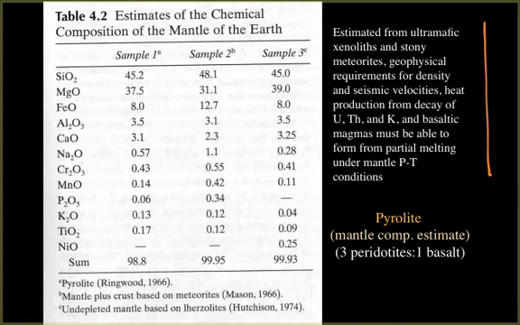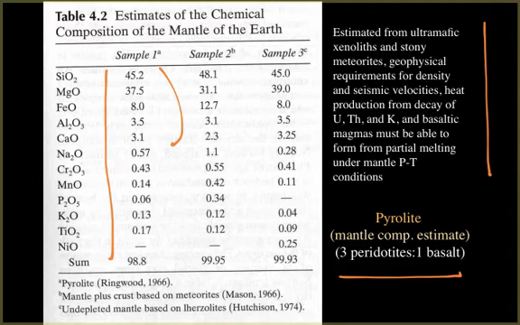And so oftentimes we use this model of pyrolite, which is 3 parts peridotite to 1 part basalt. And that's this model here in sample 1, which is ultramafic compared to basalt with less silica, more iron and magnesium, and more calcium. Other estimates rely more on meteorites or on undepleted mantle using a lherzolite composition.